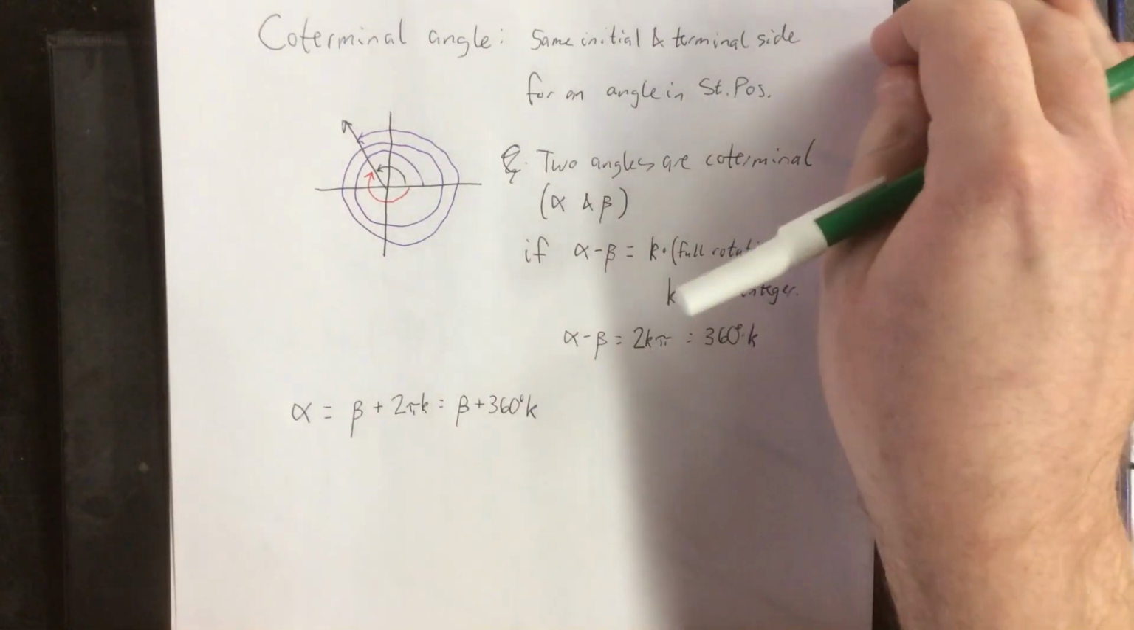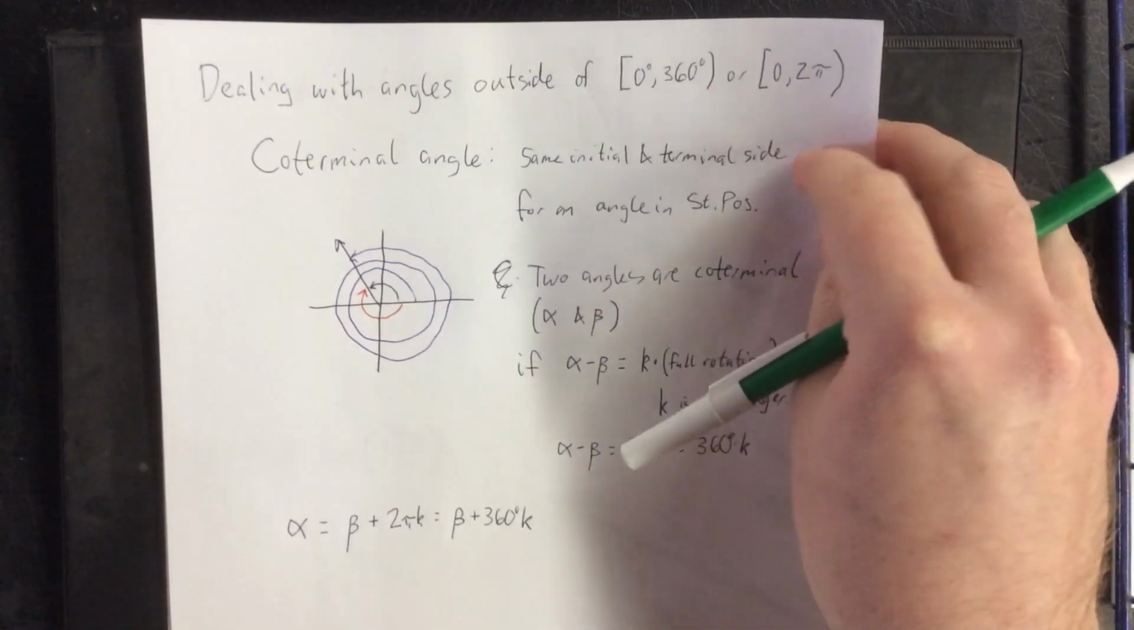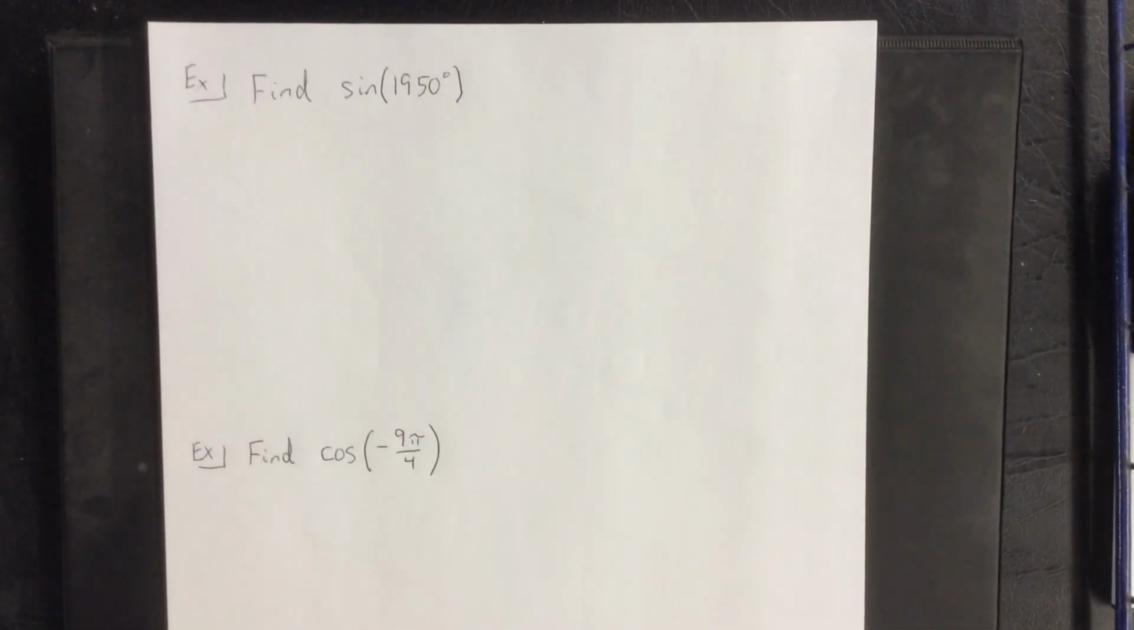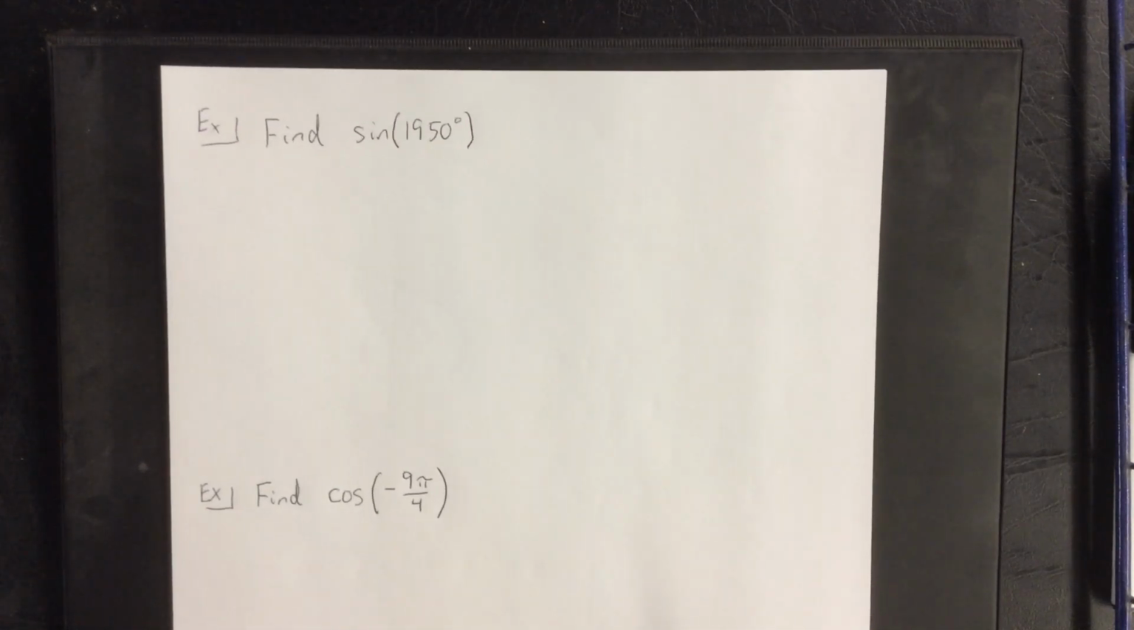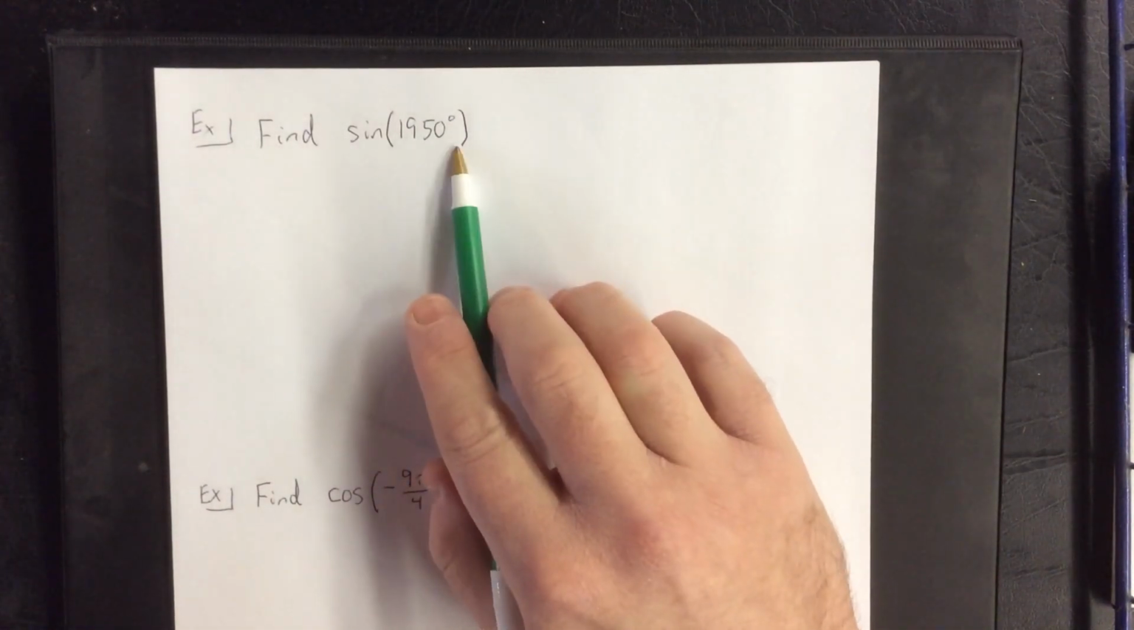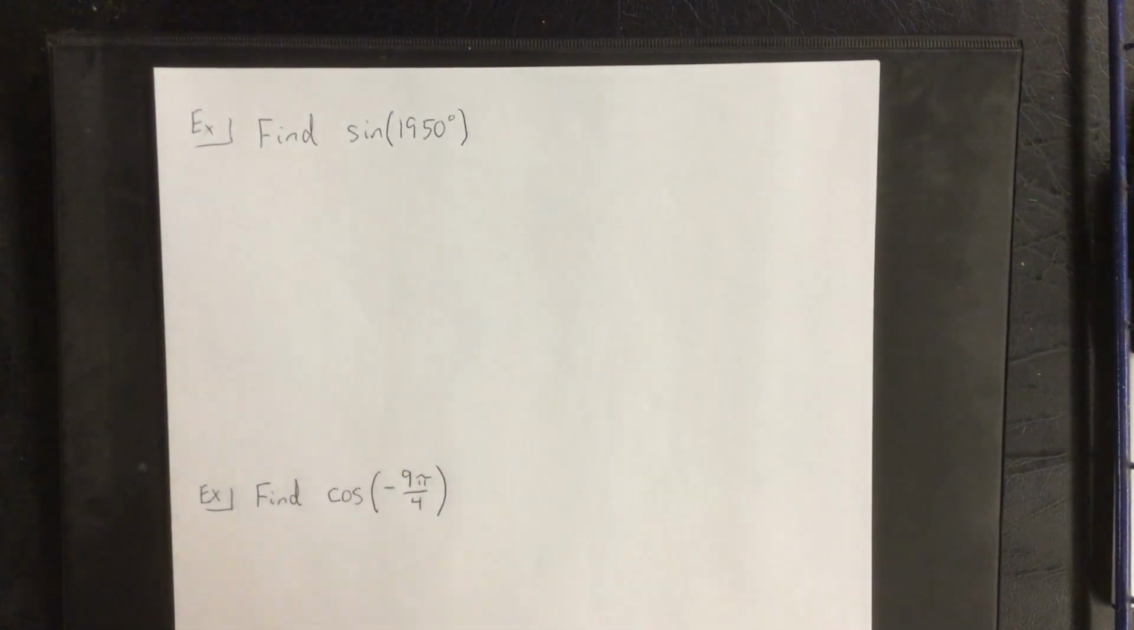So with that in mind, I want to take a look at a couple of examples of angles that are considerably larger or smaller than one full rotation. So first off, we have the sine of 1950 degrees. I went with 1950 because that is my birth year.